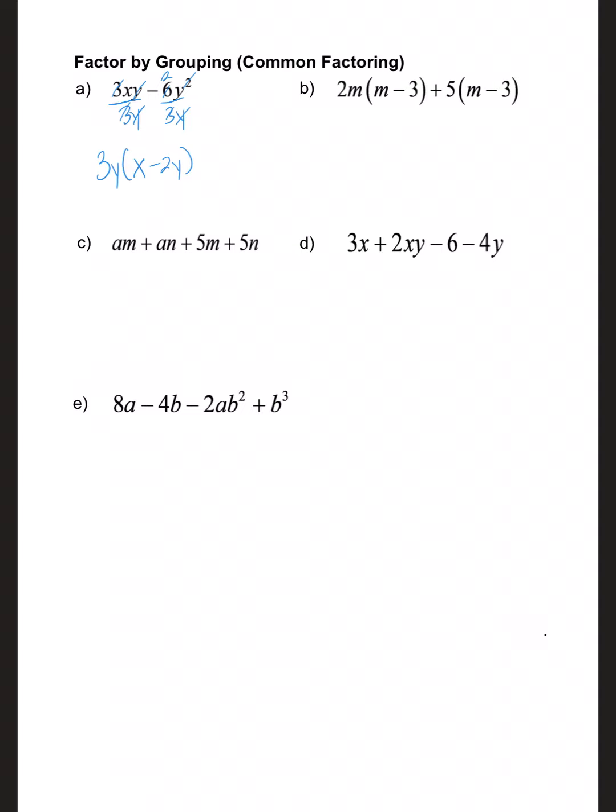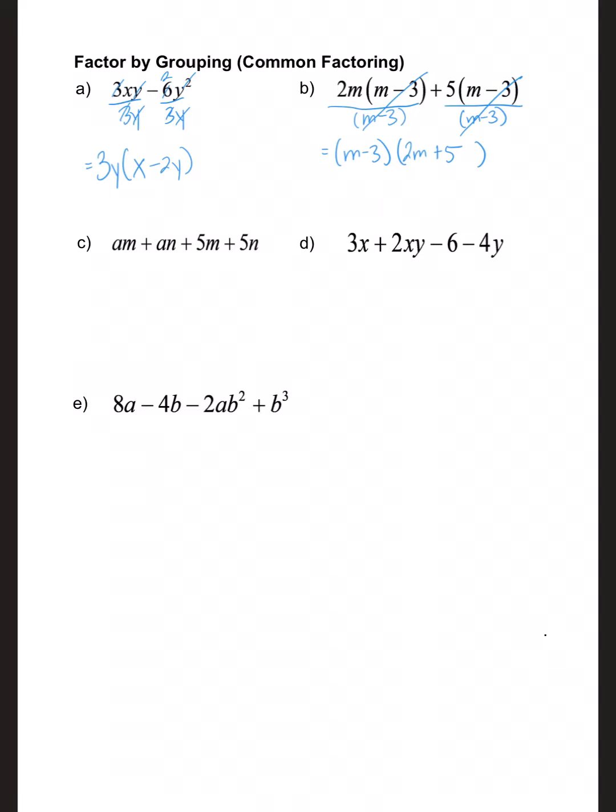Okay, b, we've seen something similar to this before where we have a common bracket. So I'm going to pull out or divide everything by my common bracket. So if I pull that common bracket out front, you write the result of that division inside the next set of brackets. So you can see m minus 3's cancel out there, you're left with 2m, and then m minus 3's cancel out here, you're left with plus 5.